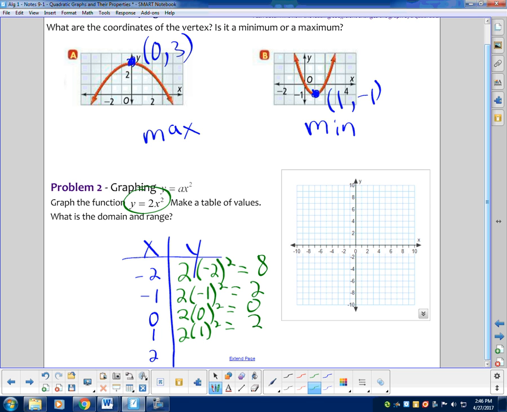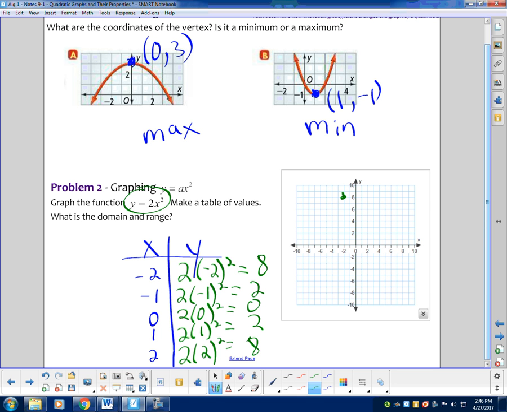What's cool about these is they are symmetric. You're going to see that in just a minute. What's 2 squared again? 4, right? And then 4 times 2 is 8. So here's the great thing about these parabolas. I'm going to go left 2 and up to 8 and place a dot there. -2, 8 is right up here.